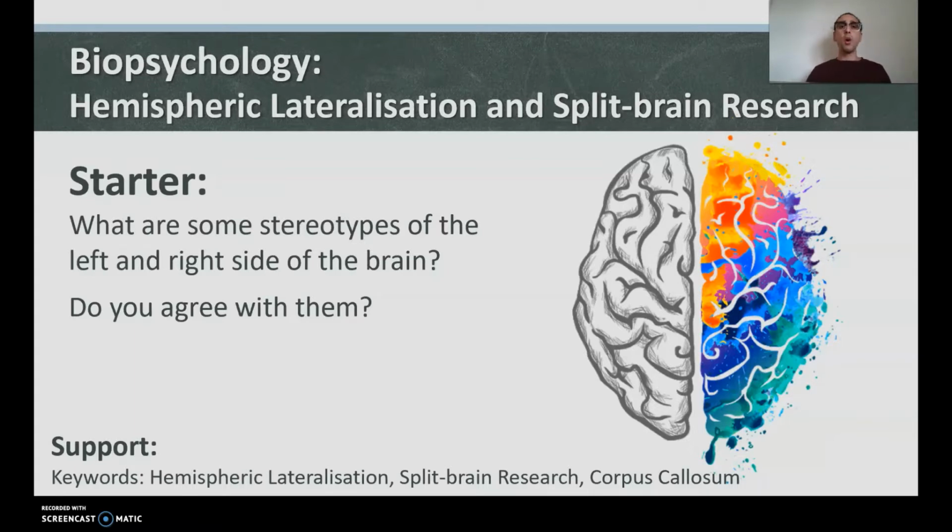Starter. What are some stereotypes of the left and right side of the brain? So we've got the left and the right hemisphere. What are some of the stereotypes of the left and right side of the brain? And do you agree with them? Do you agree with some of these stereotypes that you hear of in everyday life?